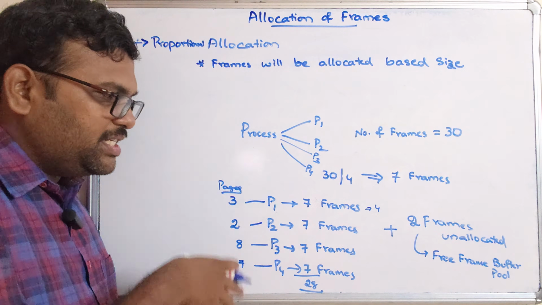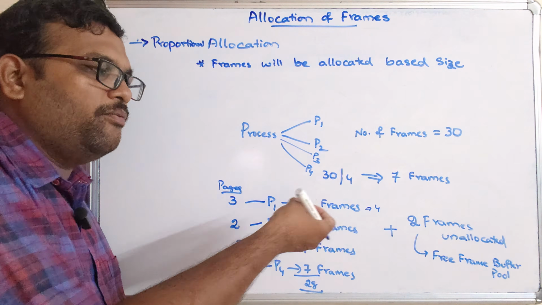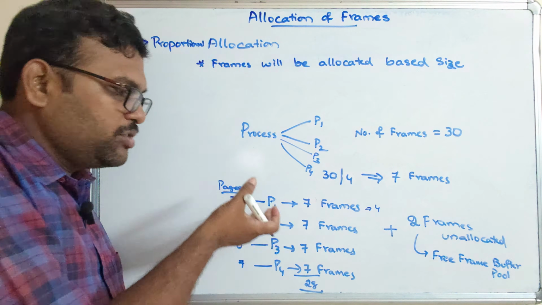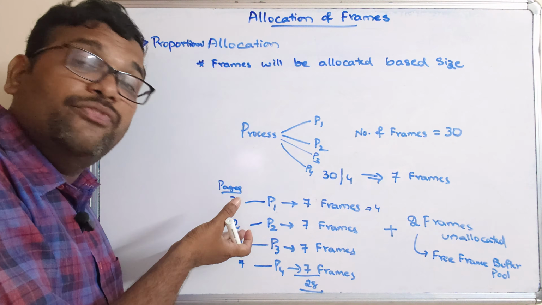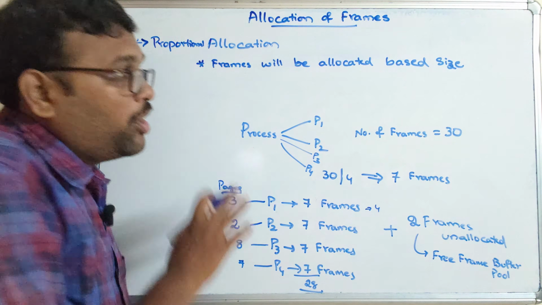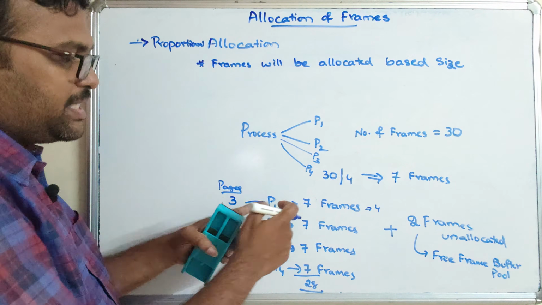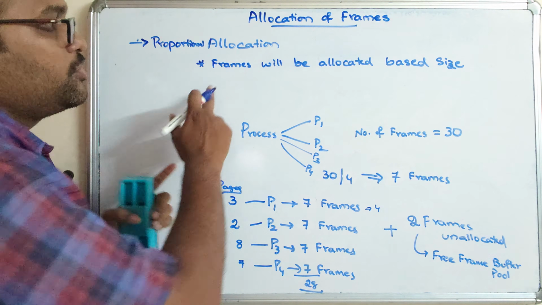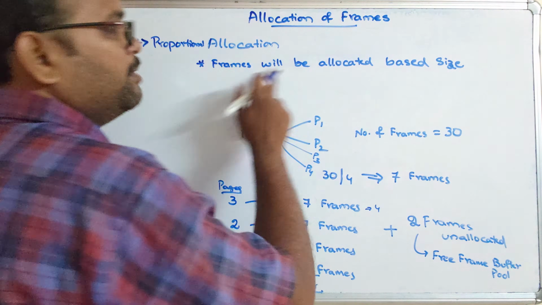So in such a case, you can see some wastage of memory will be there. In this case 4 frames, and in this case 5 frames are wasted. So in order to avoid that, based upon the size of the process, we can allocate the frames. So based upon the size, frames will be allocated.